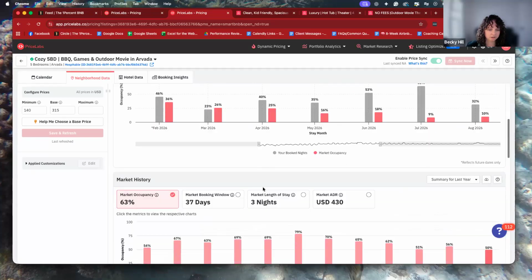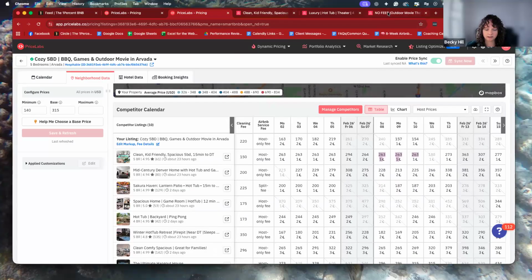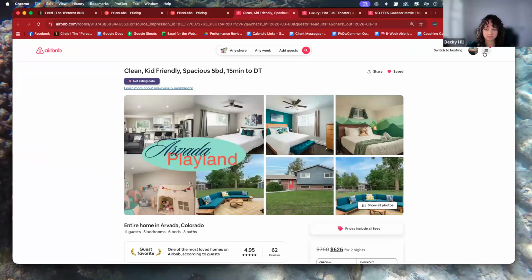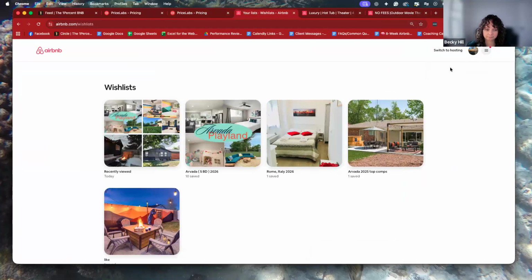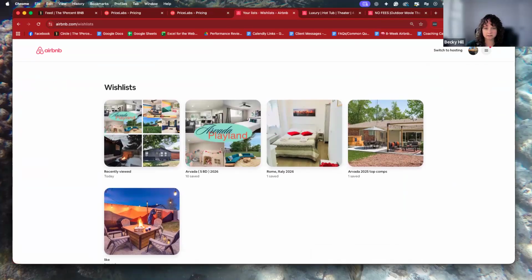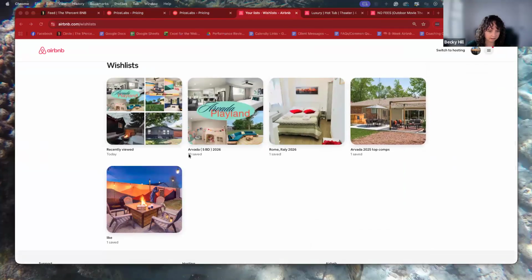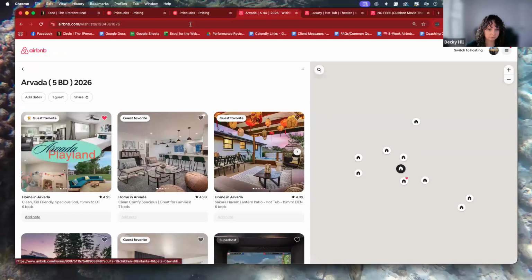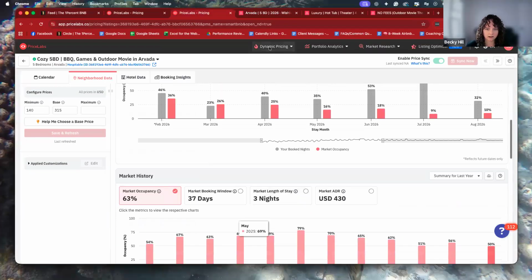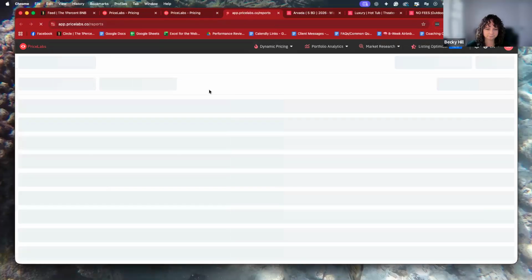Then you have that list of comps you can use in the market dashboard. You have this calendar. You now have a comp list in Airbnb. So that's multiple ways to compare prices. And then also there's AirDNA. I don't have a lot of time, but let's just look up some of these comps in AirDNA. I just want to see how they compare revenue-wise.